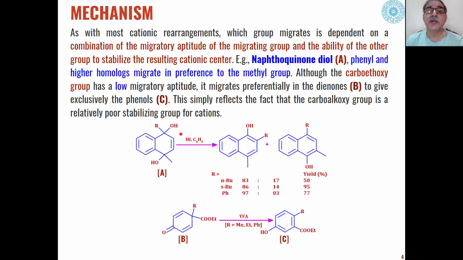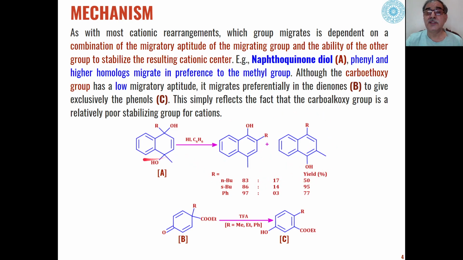As I have given you the mechanism in the last slide, the migratory aptitude of different substituent groups will be determined by the cationic intermediate which is formed during the reaction. So, for example, this can be proved from different types of examples. For example, if we take this as substrate, naphthoquinone diol, which can rearrange to form a dienone, and that dienone can be converted into phenols as the product.